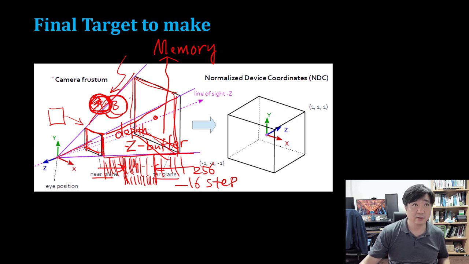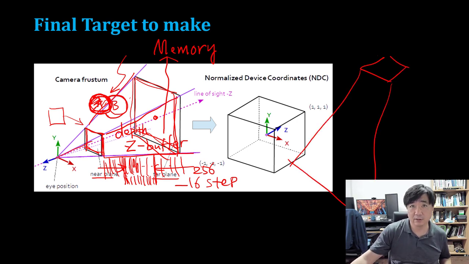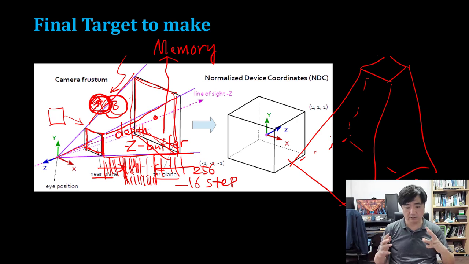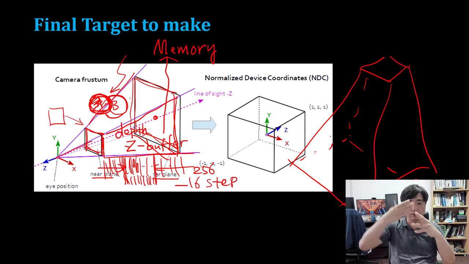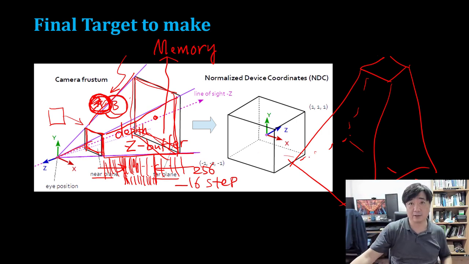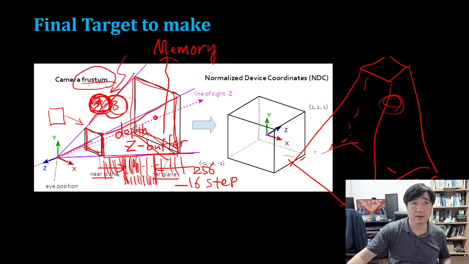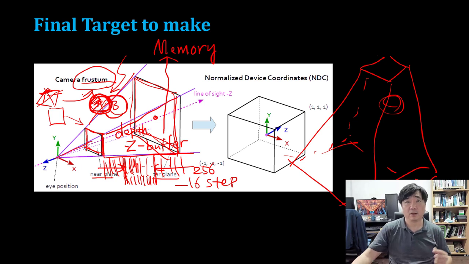Okay, it looks like this one. I will view it from the top side, then this one. If there is a pyramid and I cut the top part, then we can get this kind of shape. We call this shape a frustum. Okay, the pyramid with the top cut off, that shape is a frustum. We call this the viewing frustum.